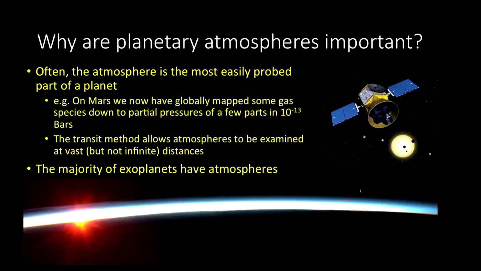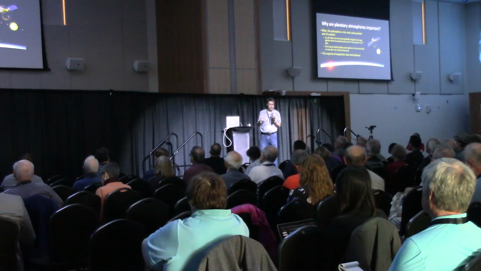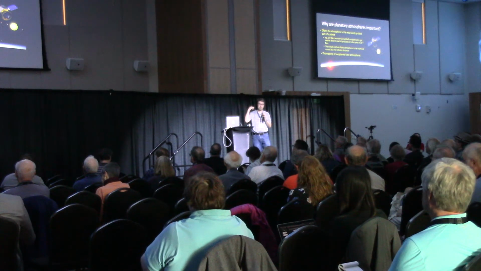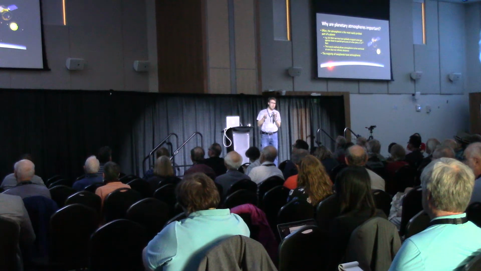All right, so first of all, from an exoplanetary perspective, why is it that planetary atmospheres are important? Well, basically the atmosphere itself is the most easily probed part of the planet. And because of that, we can tell an awful lot just by looking at what's in there. So on Mars, we now have a good composition of all the different gases down to about a few parts in 10 to the minus 13, which is an amazing amount of precision for another body. At the same time, things like the transit method allow us to observe atmospheres at really incredible distances, not infinite, but really far off.